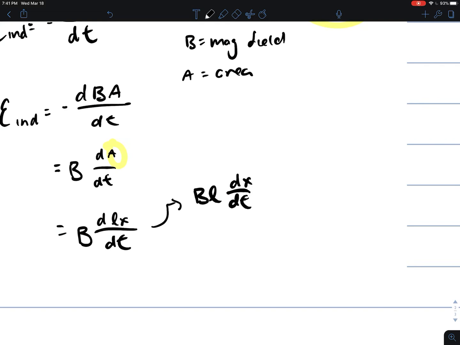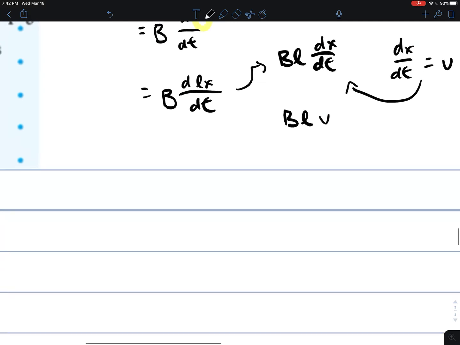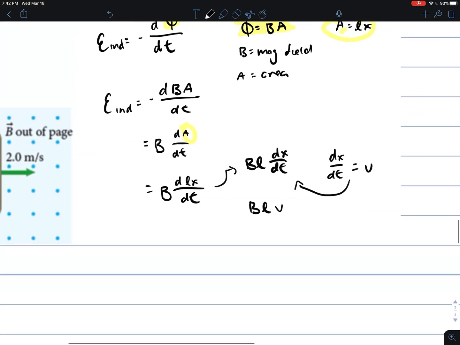So now we have more variables that we can actually use. And now we can say that dx over dt is actually equal to v. So this is something else that we can place into this to further simplify it. So now we have BLv. So for the overall equation, after we have simplified again and again, we can say E induced is equal to BLv.